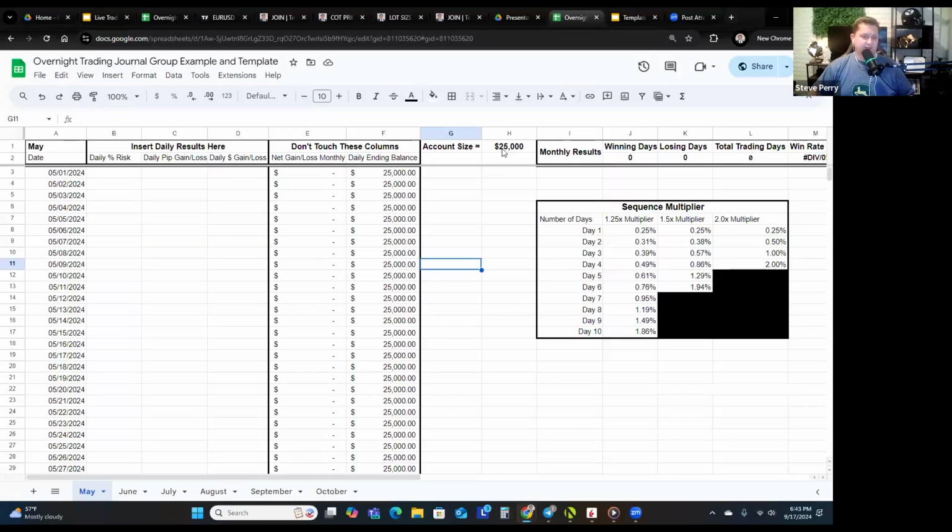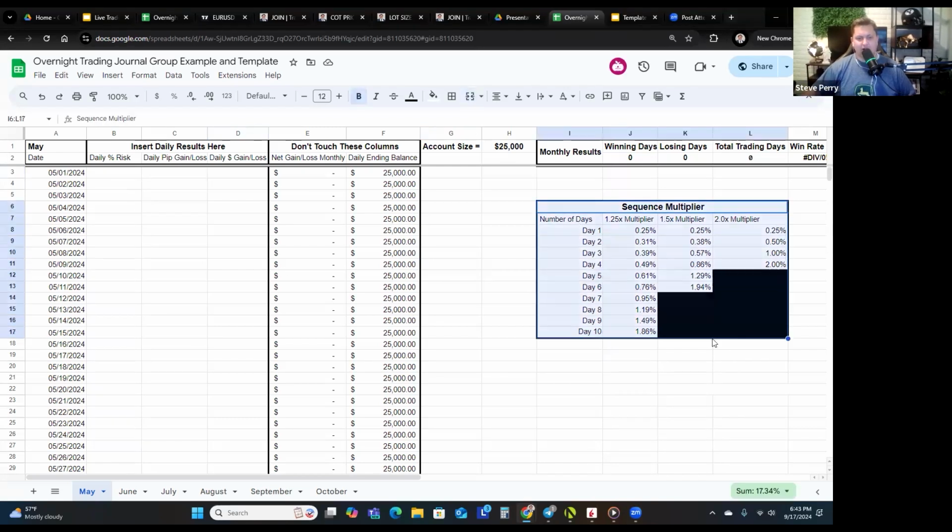All you have to do with this link I just put in the chat box is change your account size in here after you make a copy of this journal. And then each day you're just putting in the percent risk that you're risking, the step you are in the sequence, how many pips you made, and how much money you made or lost. And then this will just keep track of your results for you. You don't need to do anything else. And then obviously you have the sequence multiplier as a reference for you right here.